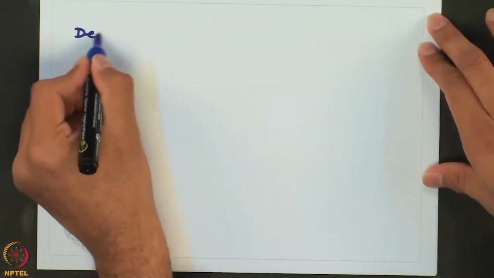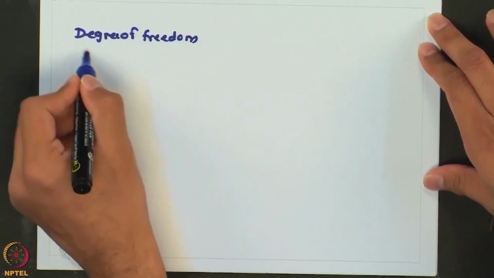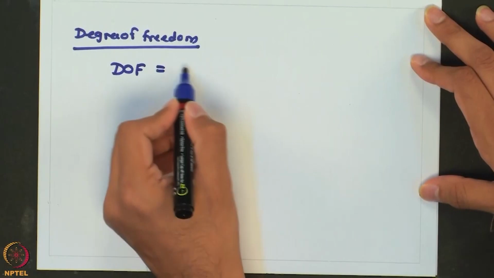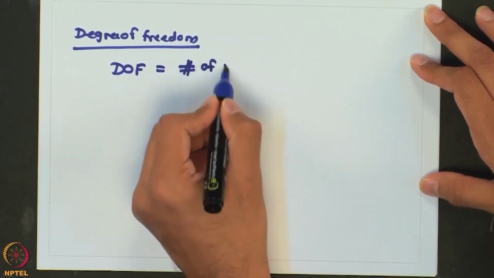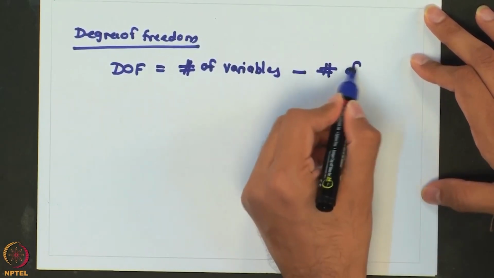So, we know what is the degree of freedom for any system. So, degree of freedom is how many handles do we have in that system, or how many independent specifications we can make in that system without compromising the final outcome of the process. So, degree of freedom represented as DOF is generally given by a difference between number of variables minus number of equations.